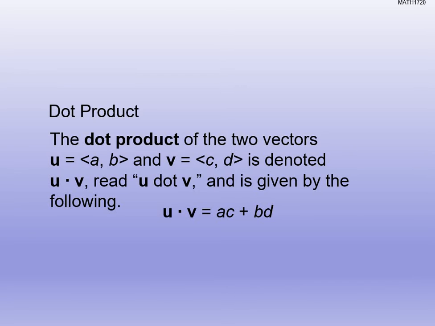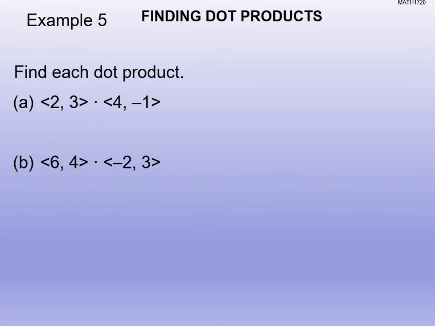The way we solve u dot v is you take the horizontal component times the horizontal component and add the vertical component times the vertical component. So it ends up being a times c plus b times d. Let's do the dot product of each one of these. Our first vector is (2, 3), our second vector is (4, -1). So we do 2 times 4 plus 3 times negative 1. You get 8 plus negative 3, which is 5.